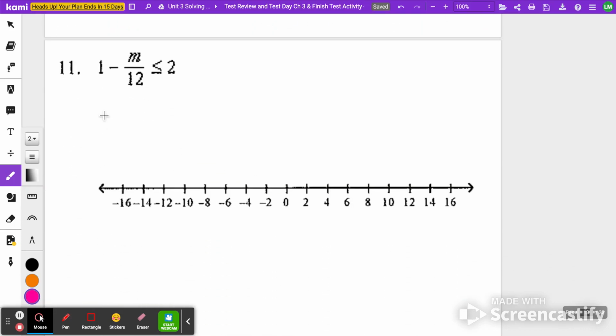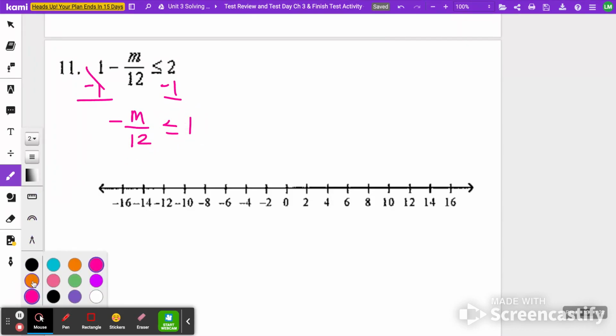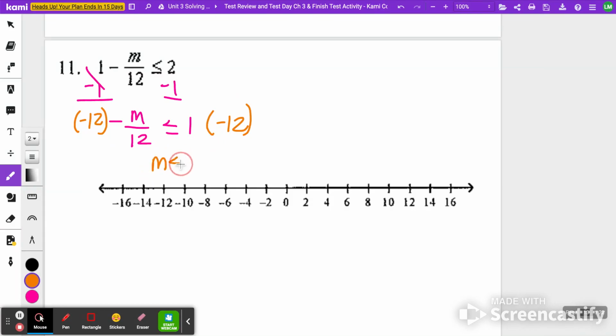And then number 11, I would subtract 1 from both sides. I get negative m over 12 is less than or equal to 1. In order to undo division, I'm going to multiply by negative 12 on both sides. So m is less than or equal to negative 12.